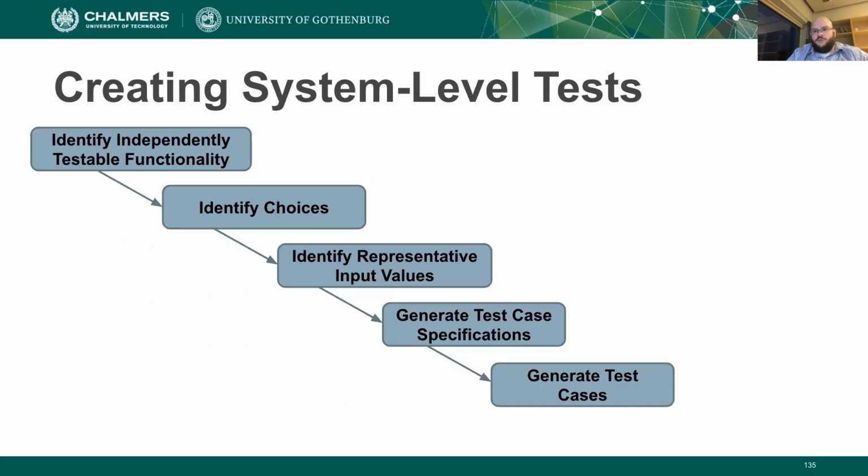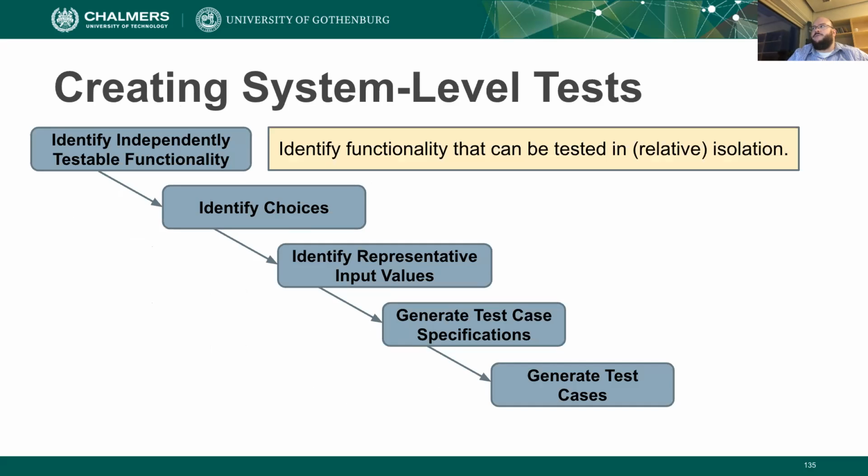Creating system level tests is a 5-stage process, where first we need to figure out what the independently testable functionality of the system or subsystem is that we're testing. What are the actions we can perform by working with it? If we are working through a defined interface, what are the actions defined by that interface that we can perform in isolation from the other functionality accessible through that interface? Basically, how can we prod the system and make it do something?